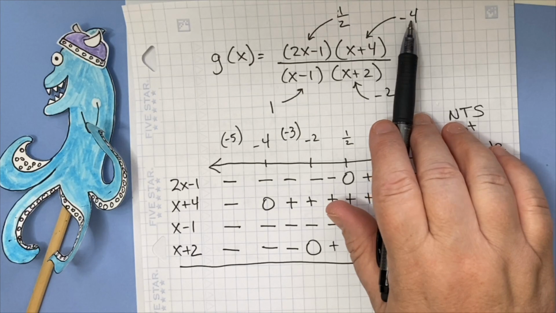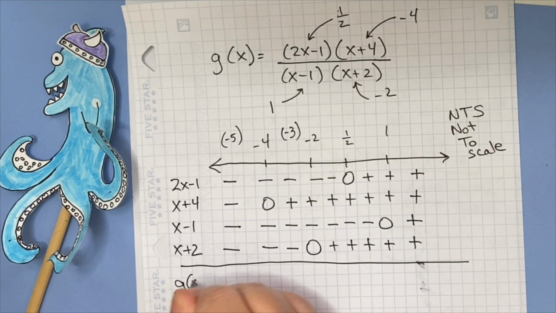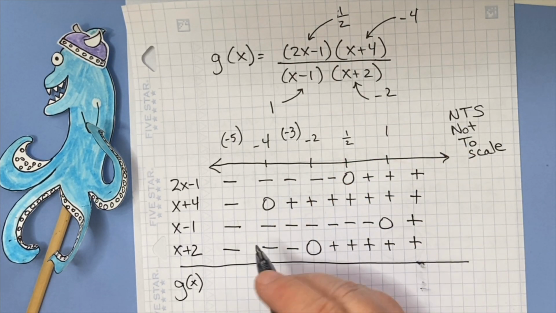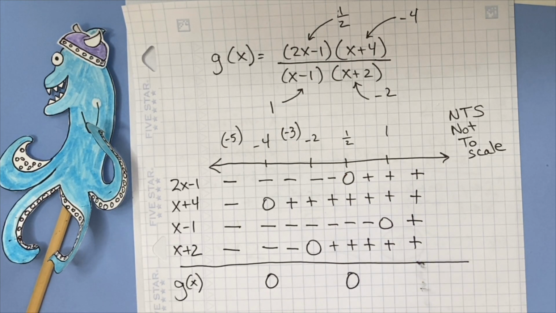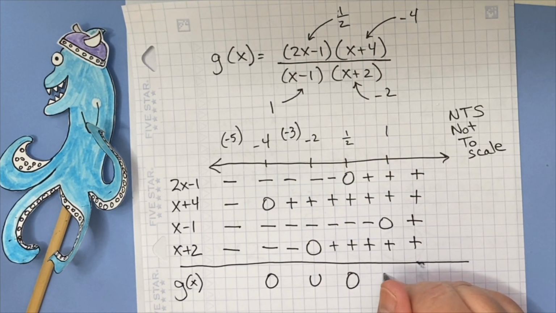For 1/2 and -4, these are on top. So that's going to make the whole function at 1/2 and -4, the whole function's just going to be 0. Now the other 2 zeros are in the denominator, and so they're going to create a problem. And I'm going to put a U there for undefined.